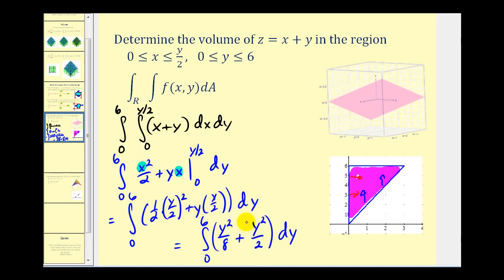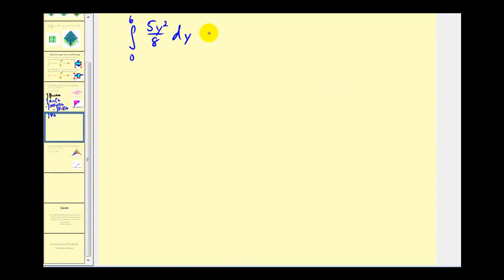So if we get a common denominator of 8, this is going to be 5y squared over 8. Let's go ahead and take this on to the next slide. Now we'll integrate with respect to y. We'll have 5/8 times y to the third over 3. We'll evaluate this at 6 and 0. So we're going to have 5/24.